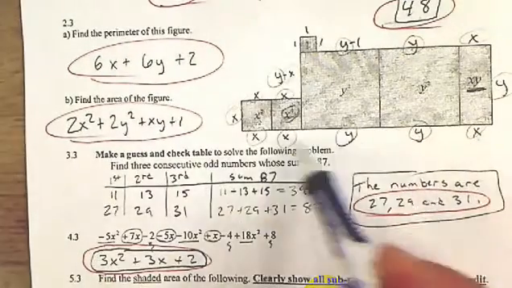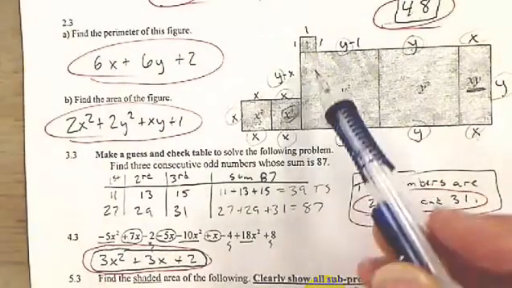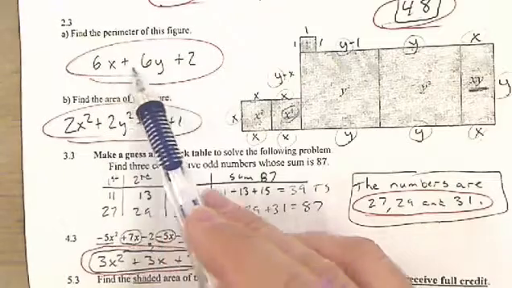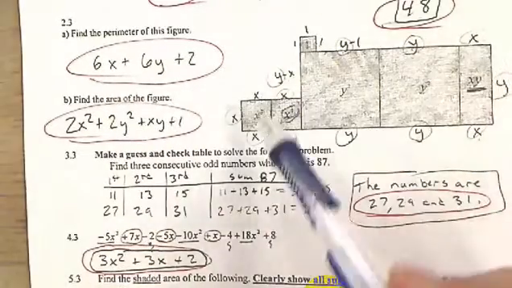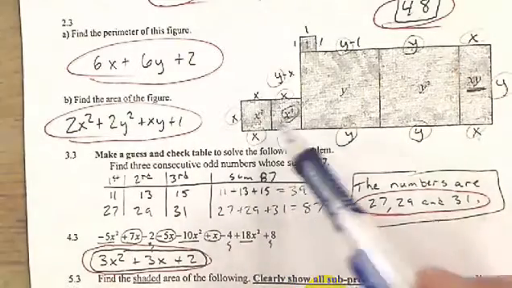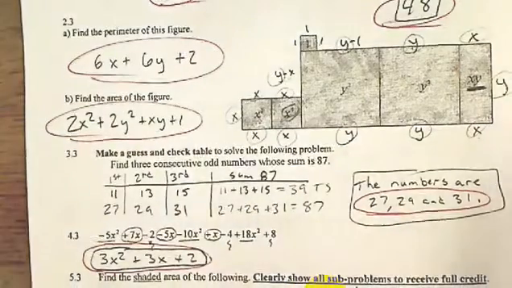Add up all the x's and all the y's, and you get 6x plus 6y plus 2 equals my perimeter all the way around. Area, most of you just getting that right. It's just adding up all the insides.